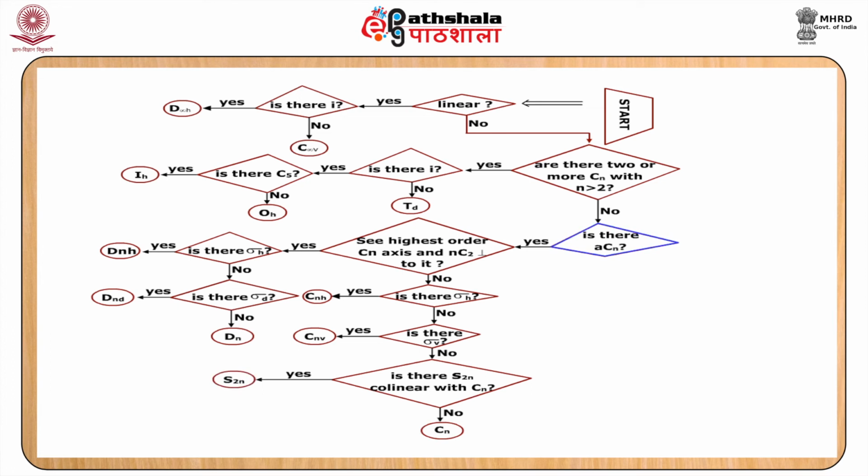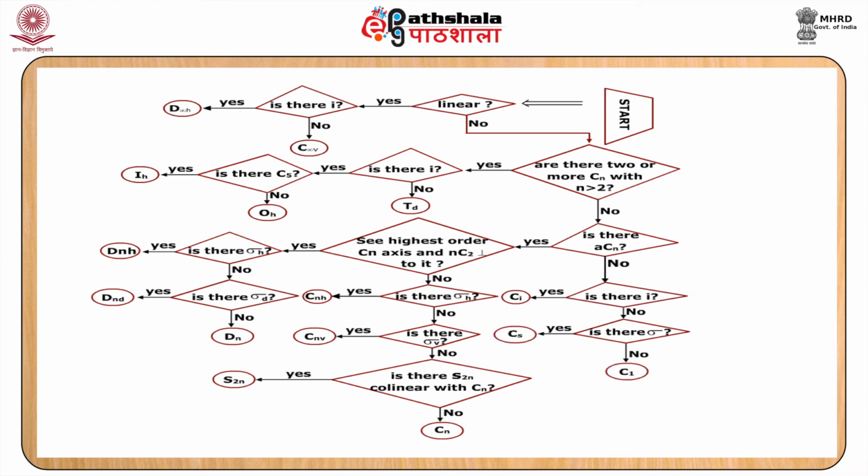Go back to the previous question, does it contain a rotation axis, that is, a Cn axis? If our answer says no, then we will ask, is there any inversion center? If the answer says yes, then our point group will be Ci. If it says no, we will ask, are there any sigma planes present? If the answer is yes once more, we will say the point group is Cs. Otherwise, we will say the point group is C1.